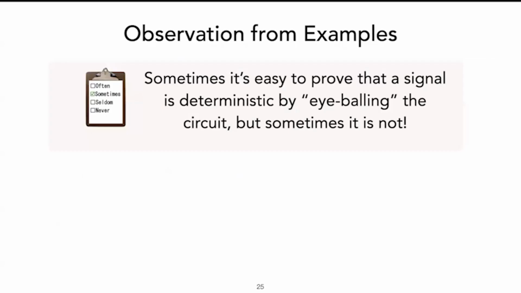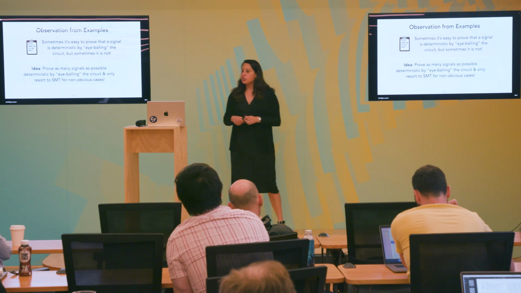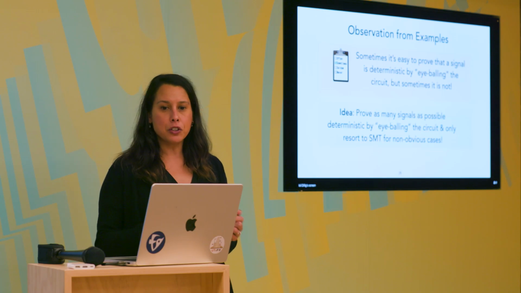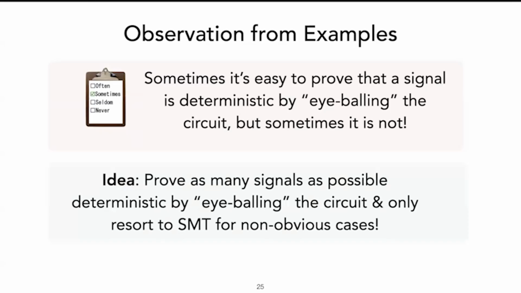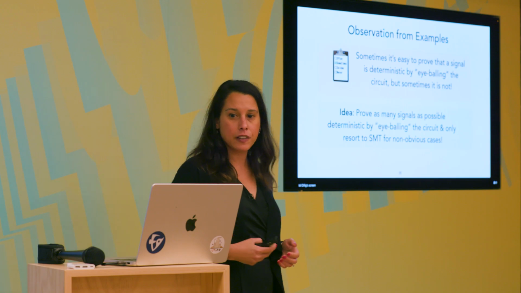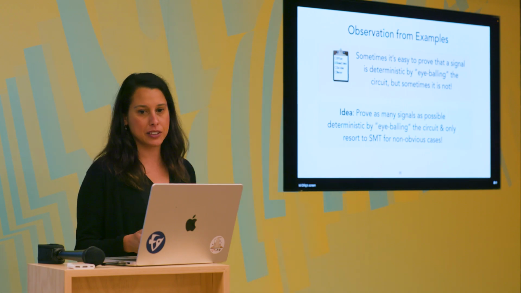The moral of the story is that in some cases, it's easy to eyeball a circuit and say, yeah, this signal can be written as a mathematical function of another signal, but sometimes this is not so easy to do. So our idea is basically to prove as many signals as possible to be deterministic by doing this lighter weight reasoning, and we only want to resort to constraint solving for the non-obvious cases where we run out of other possible solutions.